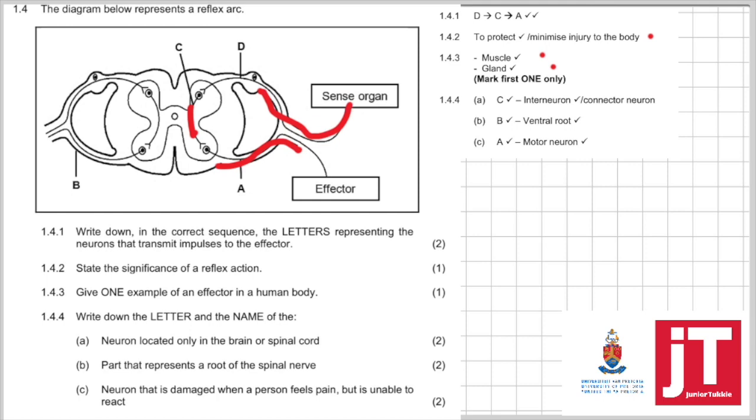1.4.4. Write down the letter and the name of the neuron located only in the brain or spinal cord. You know it is this one here, the interneuron. So it's C, interneuron or connector neuron. Write down the letter and the name of the part that represents a root of the spinal nerve, that we know is obviously B, and that is the ventral root. And then the letter and name of the neuron that's damaged when a person feels pain but is unable to react. So you can feel the pain but you cannot react. So that obviously will be the motor neuron, A, motor neuron.